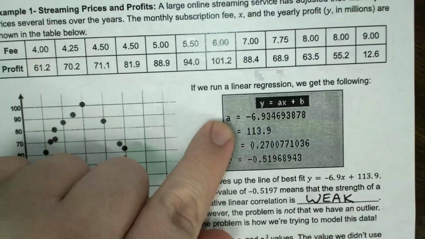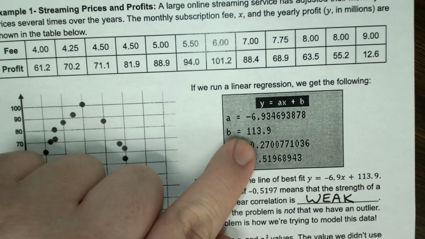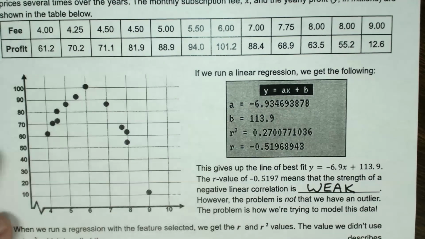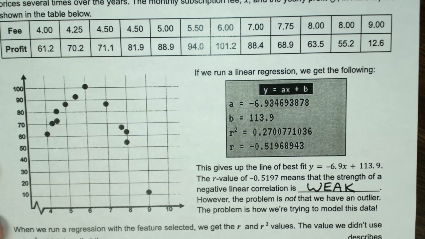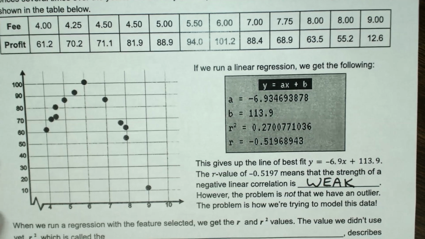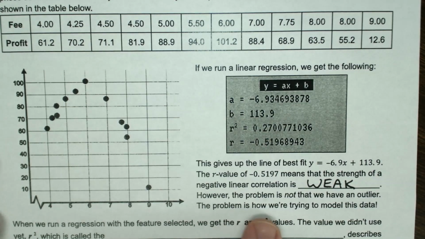So this y equals -6.9x plus 113.9 is probably not a good line, and we can see that on the graph. But yesterday the problem that we talked about was, well, maybe there's an outlier. That's not the problem here. The problem isn't that we have an outlier. The problem is how we're trying to model this data.